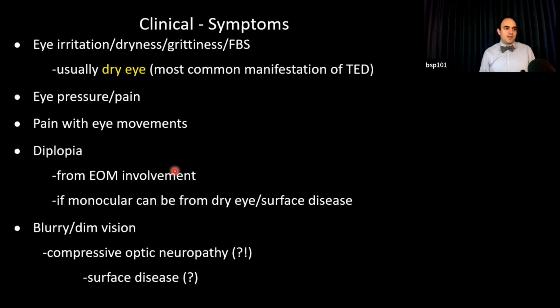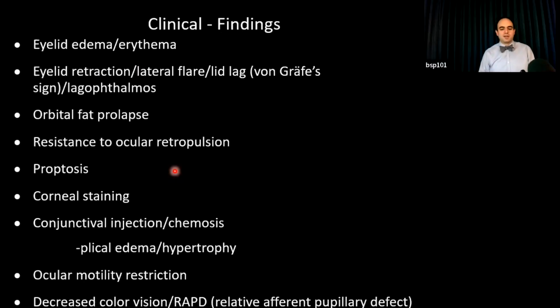Then we start to really worry and we check color vision. But again, if it's just some variable blurry vision in a patient with mild disease, it's often dry eye. So dry eye is a big thing in thyroid eye disease. Clinically, and we'll go through pictures, I listed it here, and then we'll actually go through the pictures together.